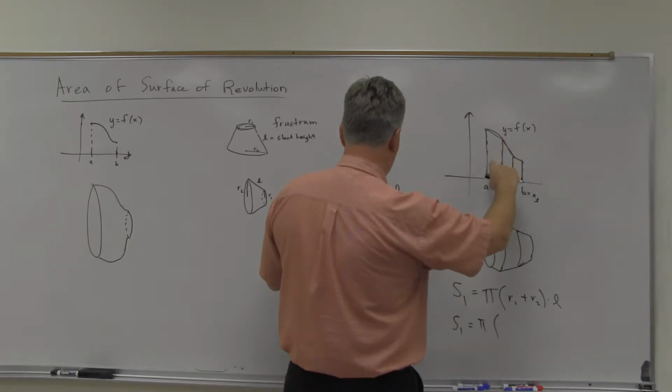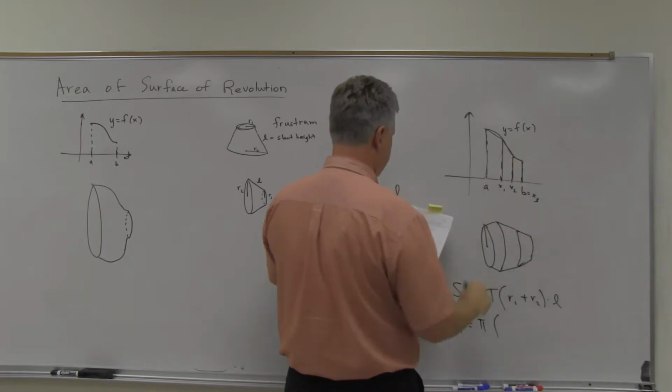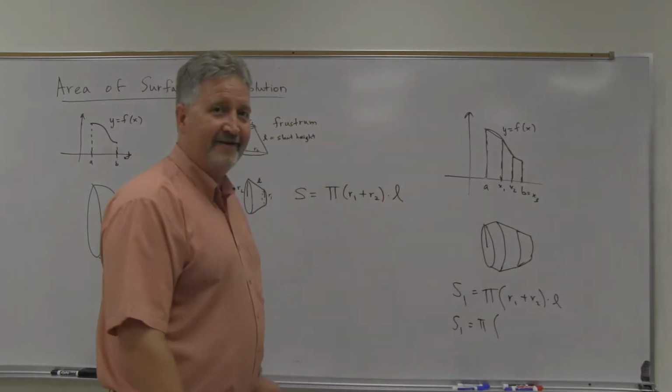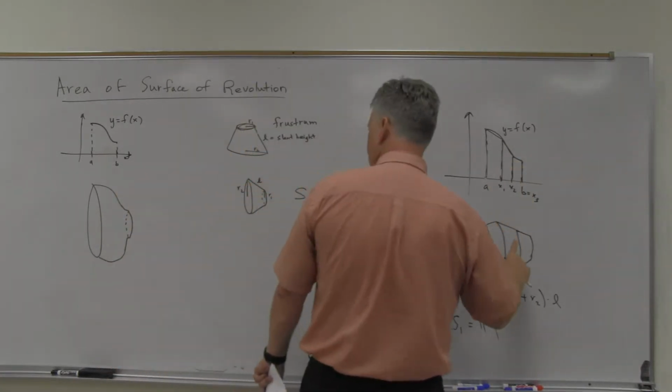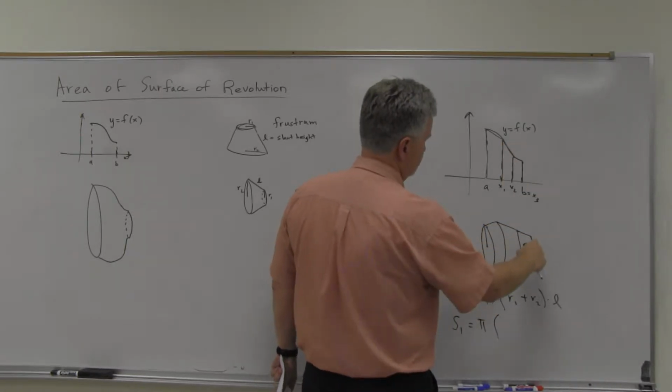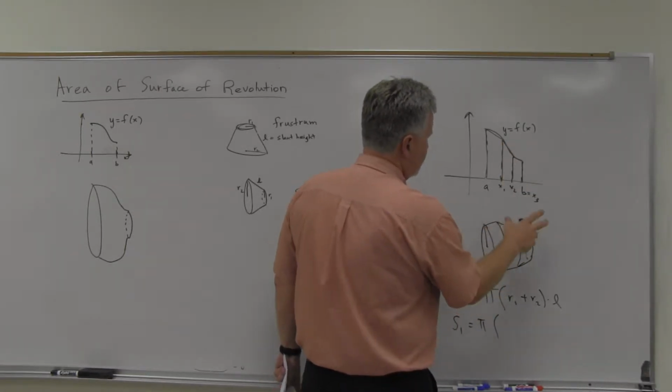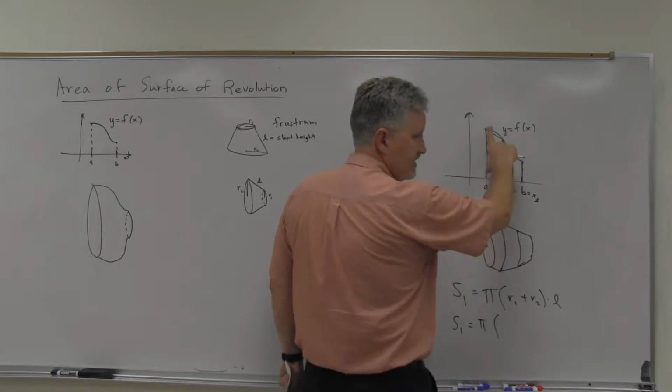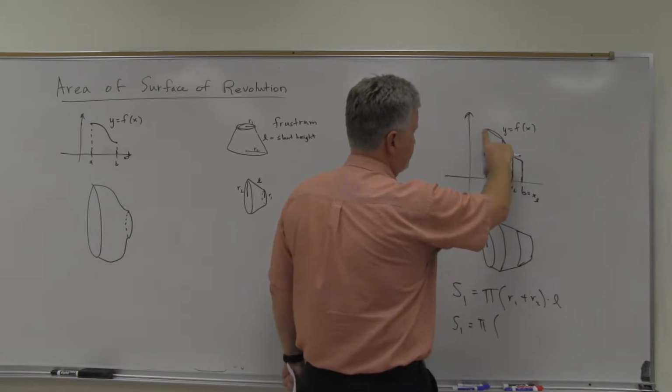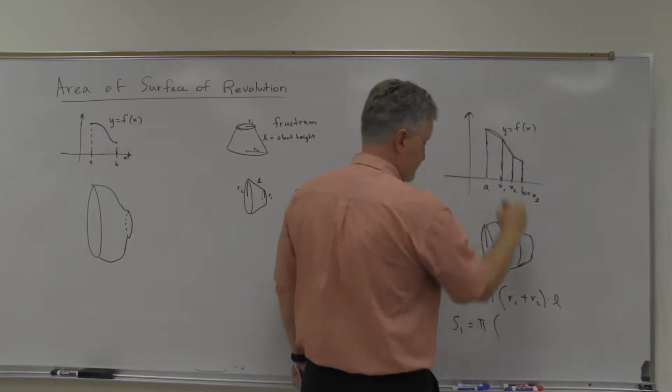Oh, I have a different function. The top one's just not drawn at the left side, it's not curving down. Anyway, this first radius is just the function height at x0, isn't it?